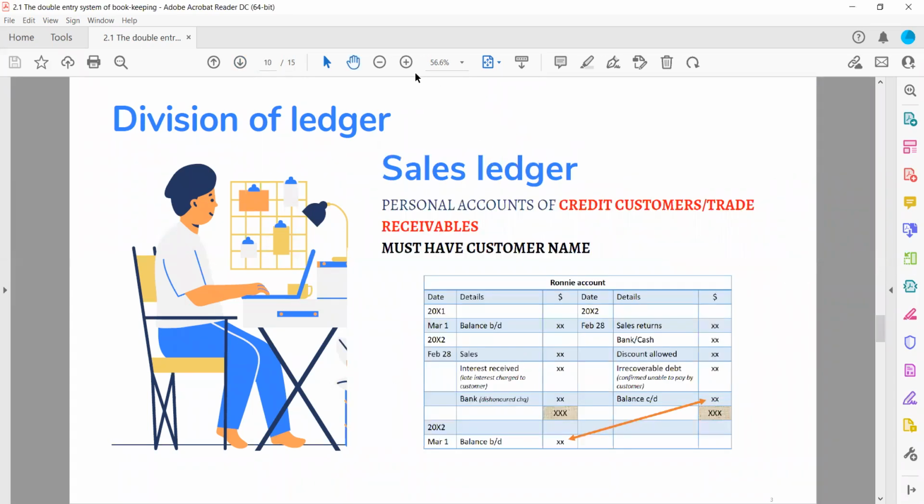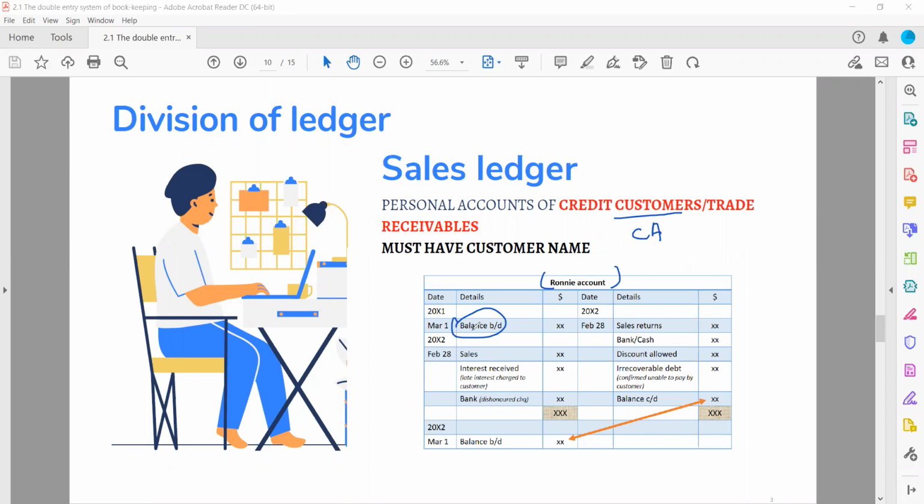Sales ledger, what is the sales ledger? Just like I mentioned. Sales ledger is a personal account of credit customer, or trade receivable. Must have the customer name. Like the example here, Ronnie. Ronnie must be the name on top. In terms of the T account, trade receivable is a current asset. So we expect balance brought down in the debit side. Because this is the amount that we can chase Ronnie to pay us in future.